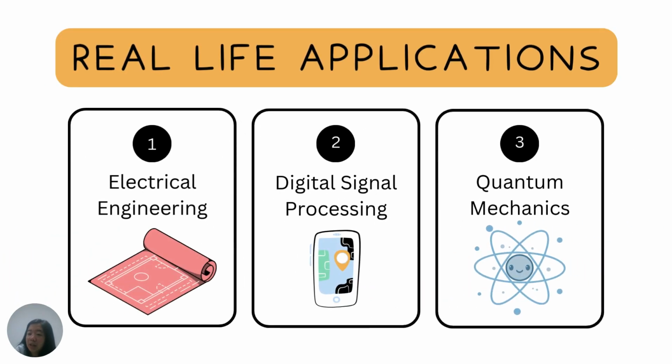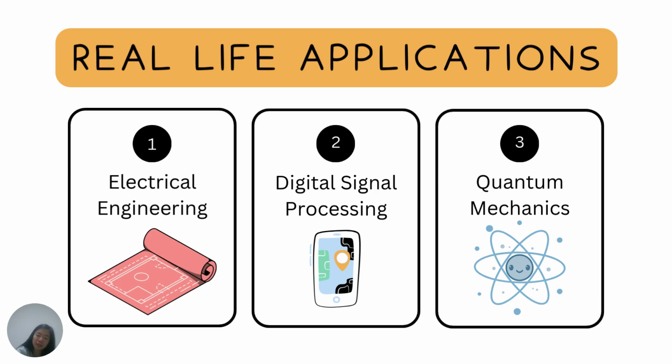Now you might be wondering, when will I ever use this in real life? The truth is, you're using it every time you check your phone. In electrical engineering, we don't just use standard numbers for electricity, we use complex numbers called phases. When engineers design the power grid or the circuit in your laptop, they use de Moivre's theorem to calculate how waves of electricity shift and rotate. Without this math, our modern power system would be incredibly inefficient.